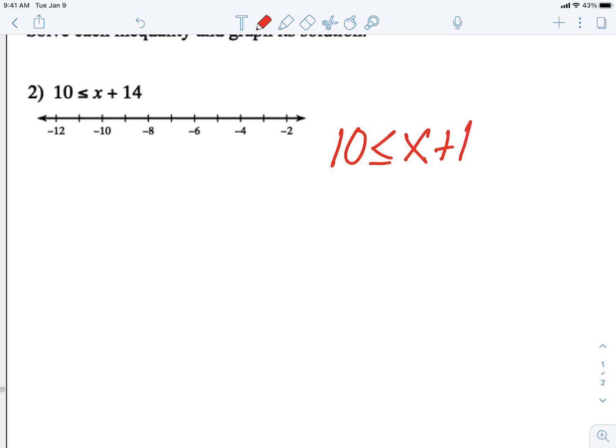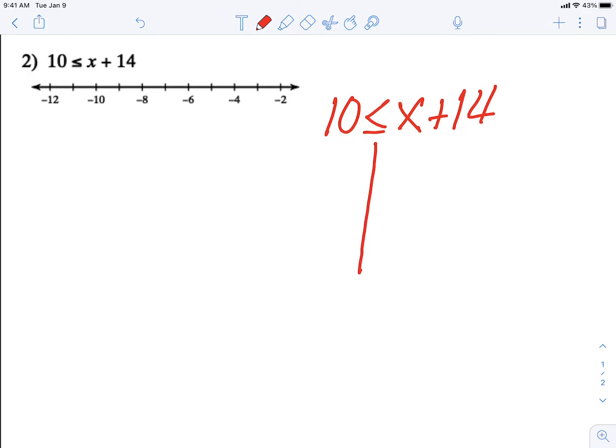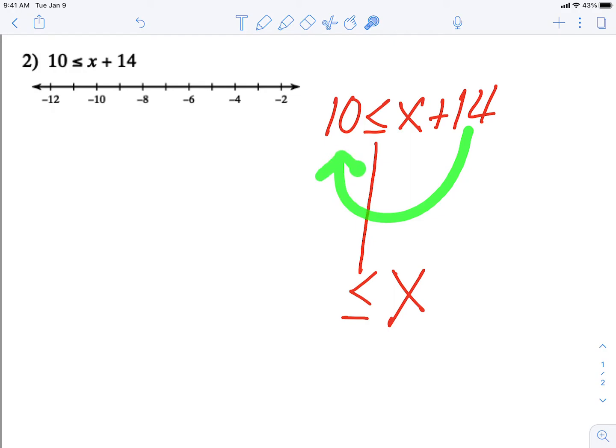X plus 14. Okay. And I'm going to draw my line of separation, and I'm going to draw my arrow here. So again, I want to bring my X down here this way. So I'm going to bring my X down. So that means that this 14 has to go over to the left side and become minus 14. So I'm going to cross out plus 14, and I'm going to say minus 14 here on the left side.